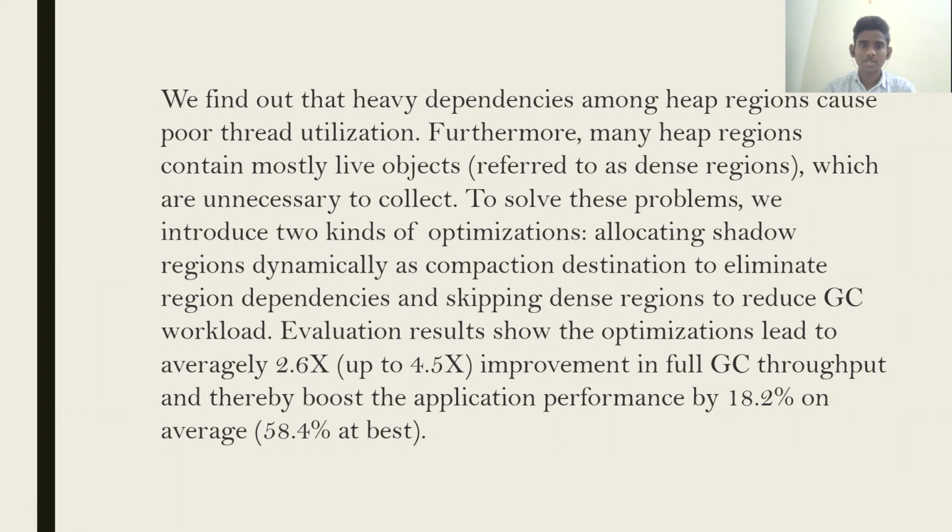To solve these problems, we introduce two kinds of optimizations: allocating shadow regions dynamically as compaction destination to eliminate region dependencies, and skipping dense regions to reduce garbage collector workload. Evaluation results show the optimizations lead to average 2.6x up to 4.5x improvement in full garbage collector throughput and thereby boost the application performance by 18.2 percent on average, 58.4 percent at best.